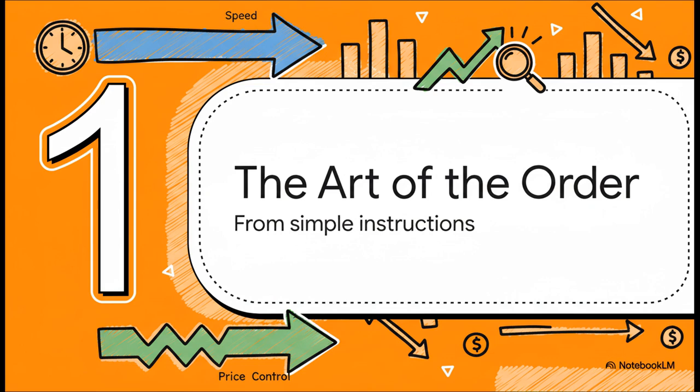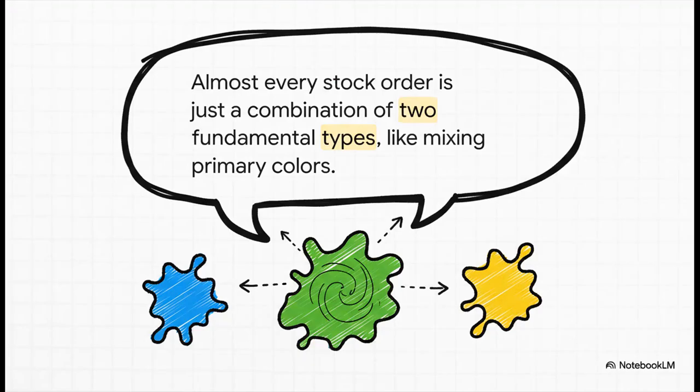The art of the order. You know, your trading app might throw a dozen different order types at you, and it feels complicated on purpose, but here's the secret. They all grow from the exact same, very simple root. This is the key to unlocking the whole thing.